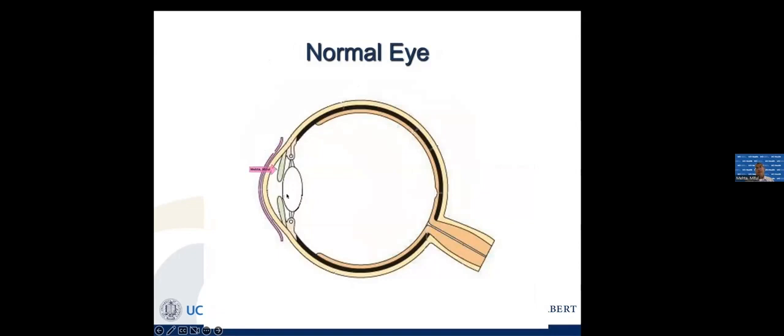Over here is the iris. This is the lens that turns into a cataract. And everything here in the back is the retina. This little dip right here is the center of the retina, or the fovea. And this is the most important part of your vision.